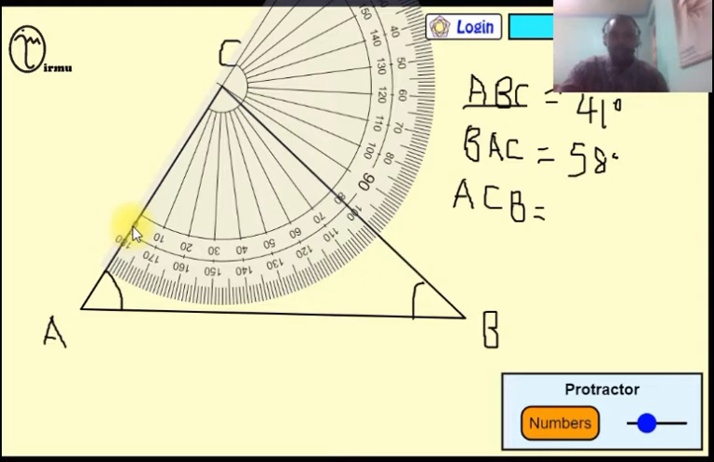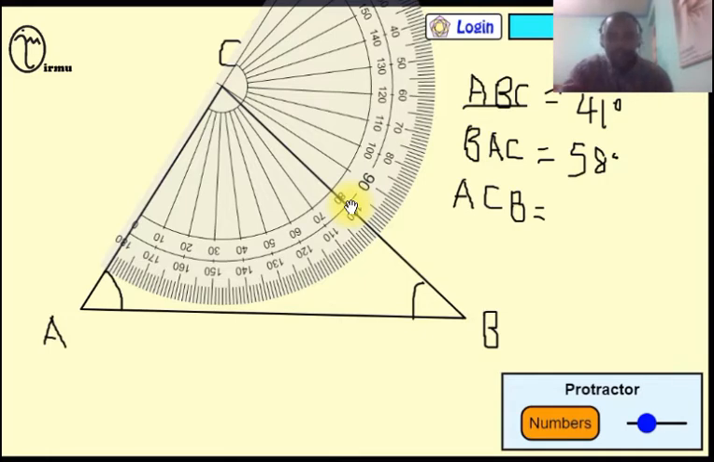Before you measure, you have to know which scale you are using. I'm supposed to use the inner scale because I'm measuring from the left side. So I'll start counting from 0. An angle starts growing from 0. It cannot start from 180. So I grow from 0 to 10, 20, 30, 40, 50, 60, 70, and then at exactly 80. So this angle formed here is 80 degrees.